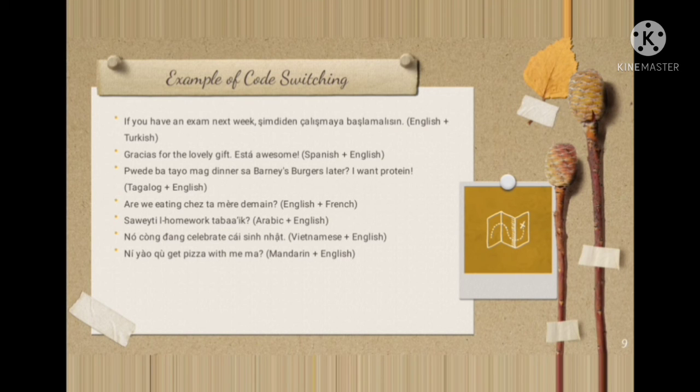And the next is examples of code switching. Here are some examples of code switching. The first is English plus Turkish. If you have an exam next week, Semidon Karismaya Basla Malizin. And the next is Spanish and English. Gracias for the lovely gift. Está awesome. And the next is Tagalog and English. Pwede ba tayo mag-dinner sa Barnes? Burgers later. I want protein.